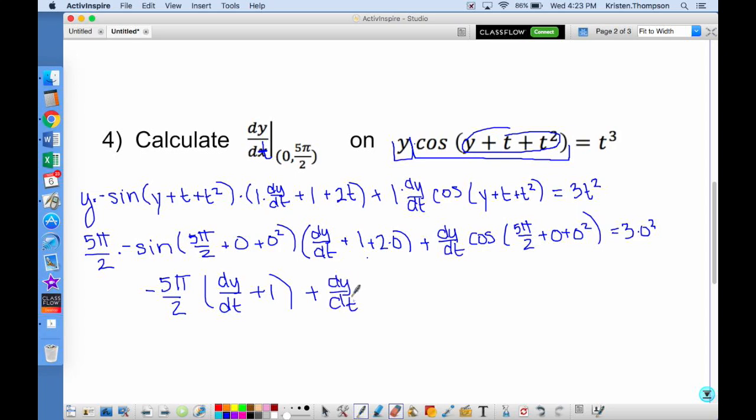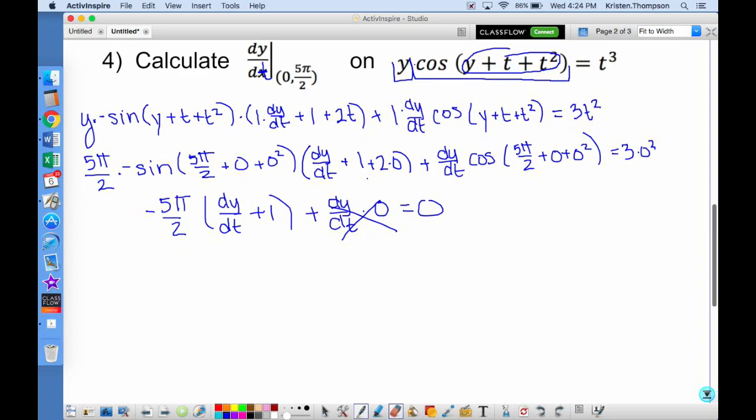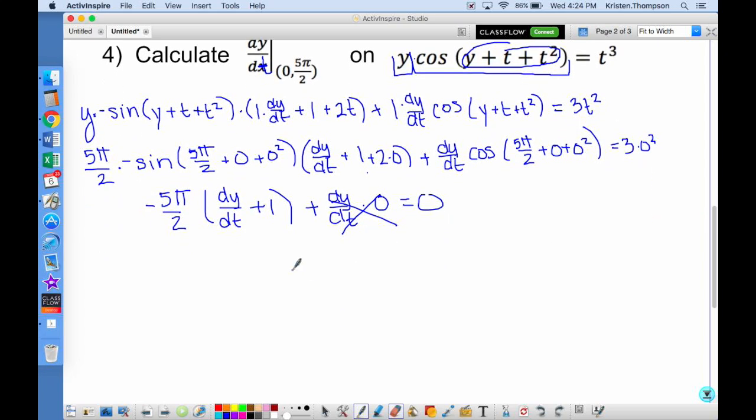My next term, dy/dt times cosine. I have cosine of 5 pi over 2, which is the same thing again as pi over 2. So cosine of pi over 2 is going to give me 0, so I have dy/dt times 0. And then on the right-hand side, simplifying gives me 0 as well. Because dy/dt times 0 is always going to be 0, I can just cancel out that second term, leaving me with negative 5 pi over 2 times dy/dt plus 1.